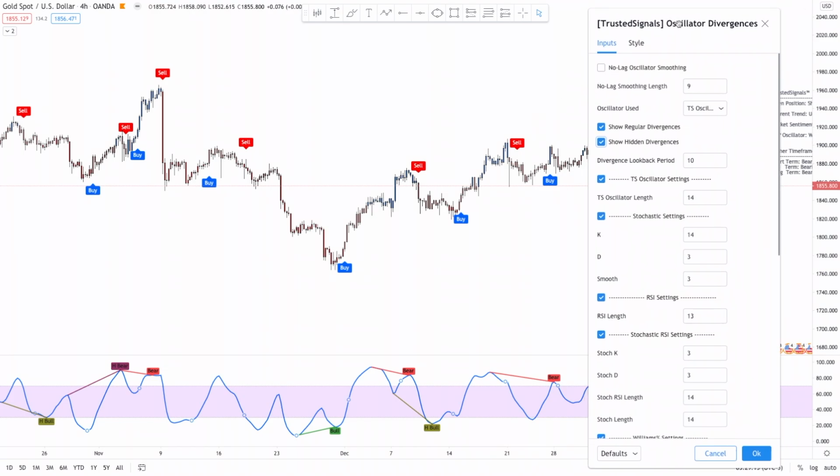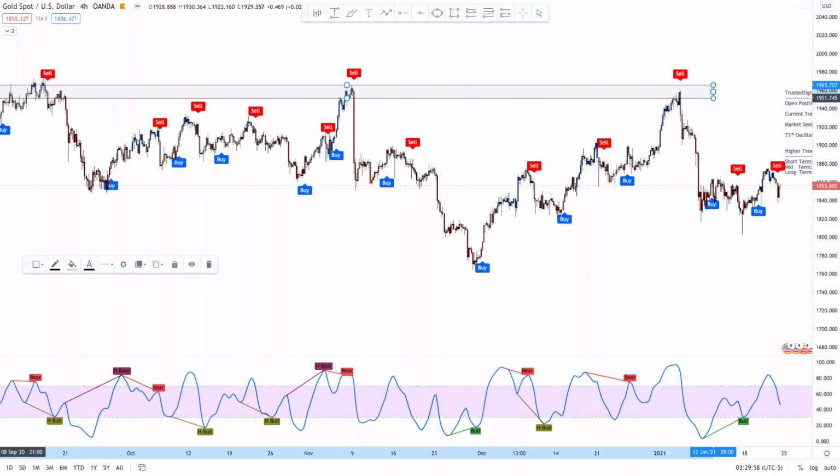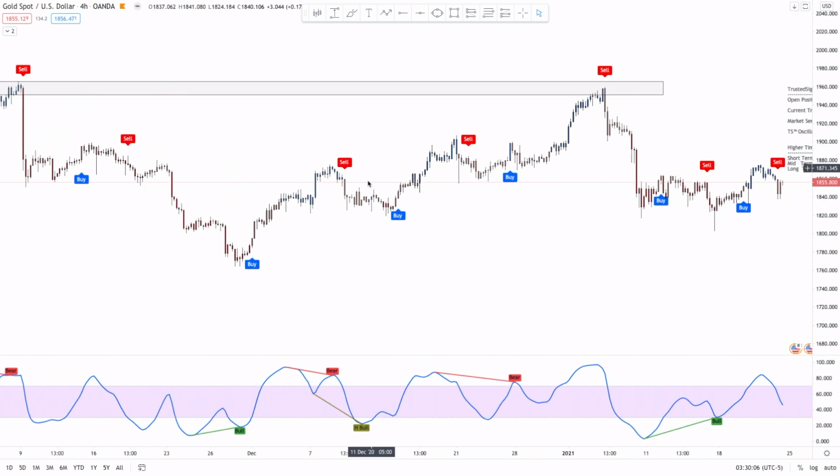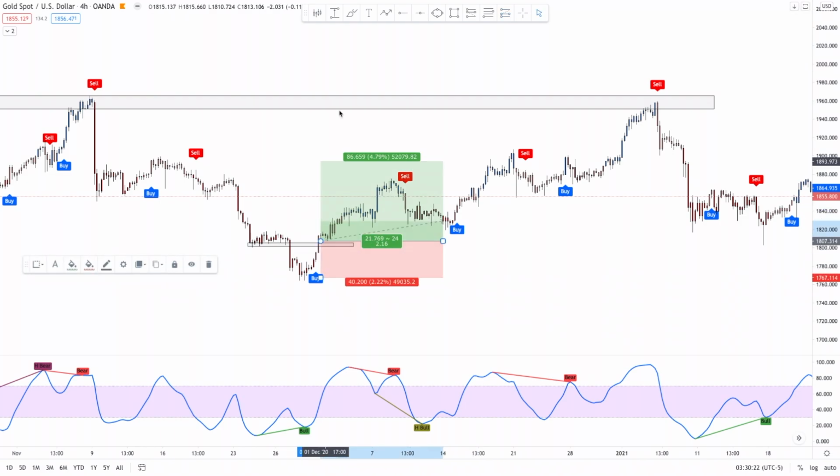We can use both to our advantage by combining the two divergences with the oscillator blue line. Whenever the oscillator line is above the purple band, we are looking for sell opportunities, and whenever the line is below the purple band, we are looking for buy opportunities. By using a combination of our indicators you can gain more confluences and confidence to take trades with your strategy.